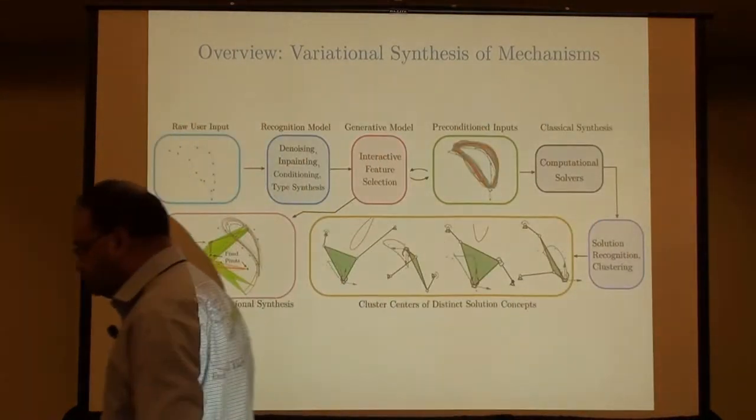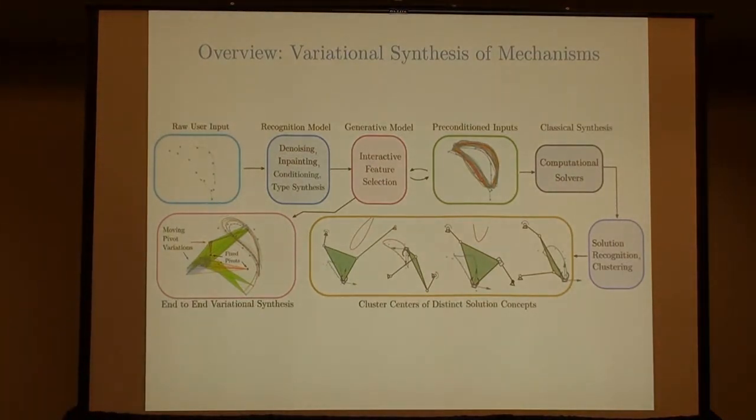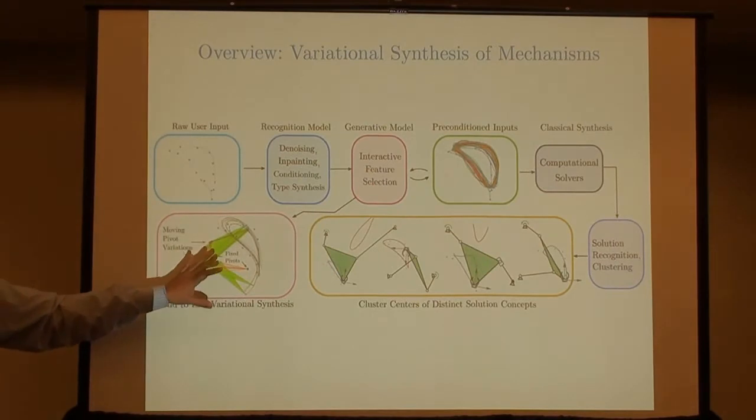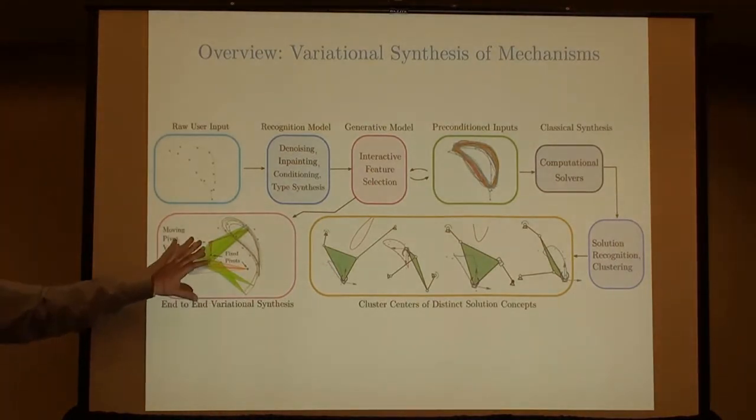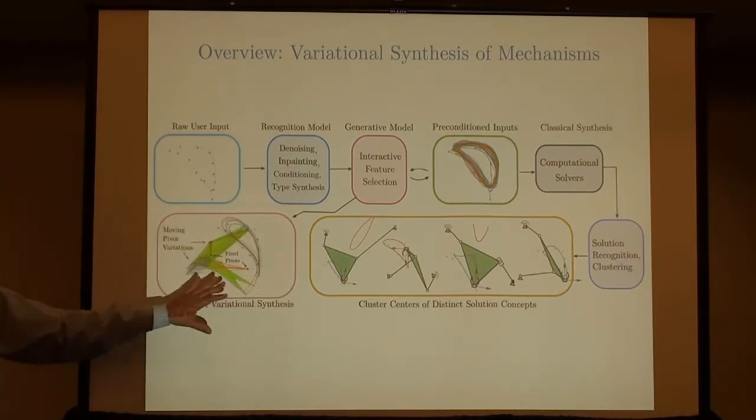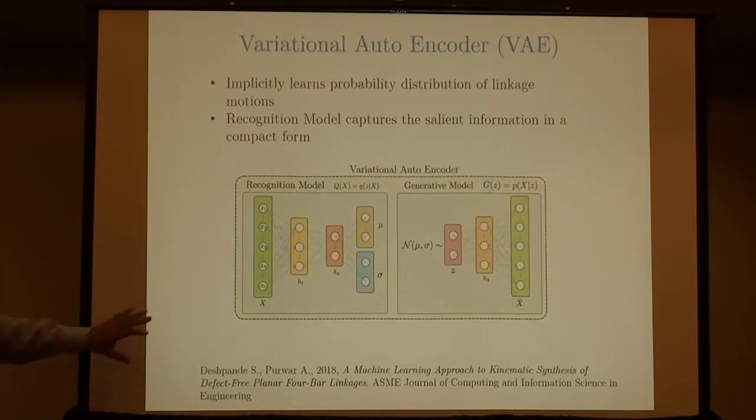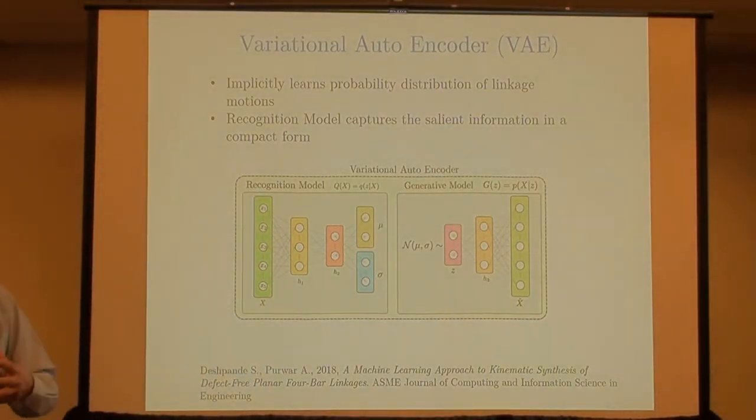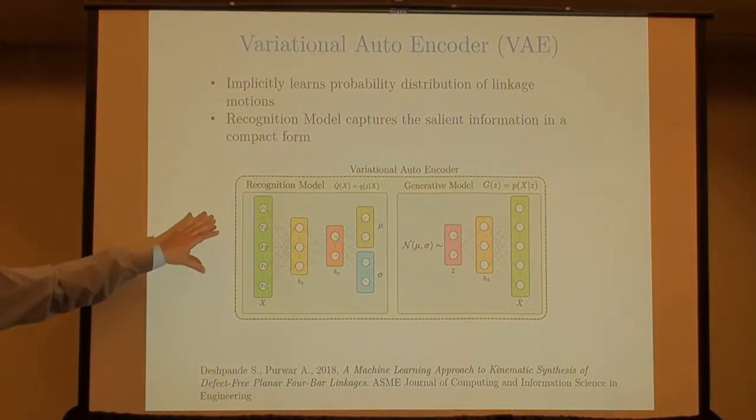If, let's say, you don't have computational solvers, then you can take a sort of shortcut. We can also train a network using something called a conditional VAE, variational autoencoder, to directly solve for the linkage system without going through all these steps. Okay? So, the variational autoencoder that Professor Chakravarti briefly talked about is basically two artificial neural networks combined together.